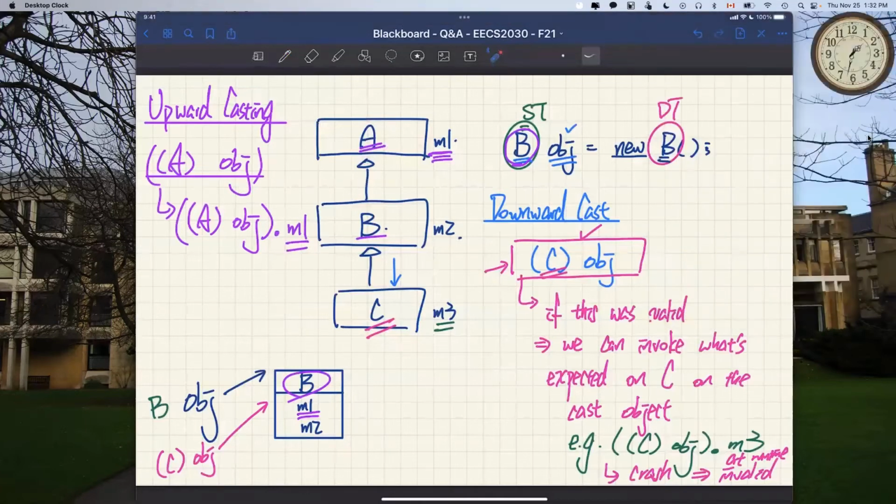Okay, good. Let me do the following. Let me try to elaborate John's point a little bit more. He basically said two things. Number one, let's still use this upward casting example. Let's say I'm trying to do some upward casting. So I got A is cast to A, OBJ.